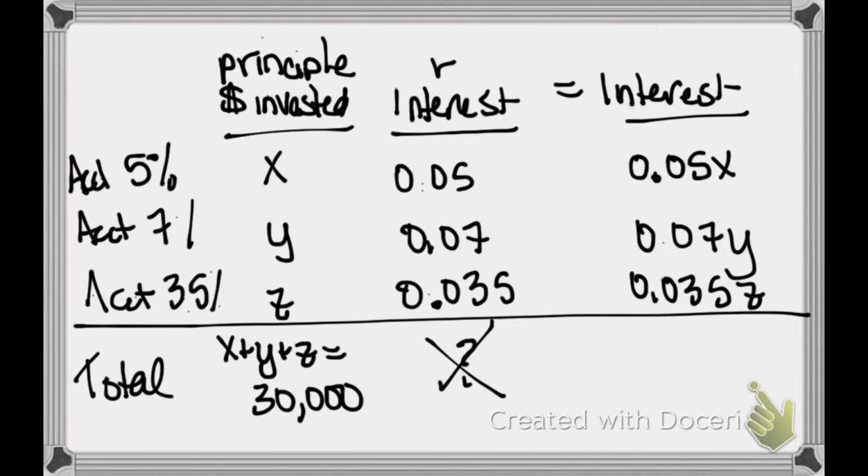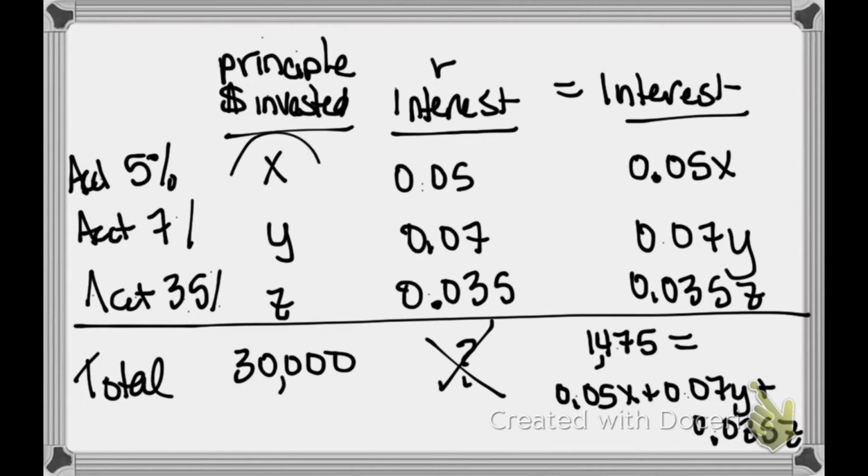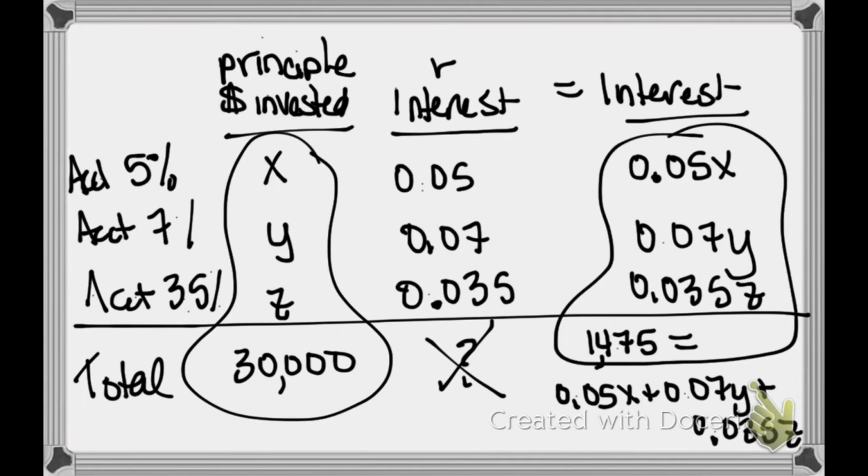What we do know is our total interest. Our total interest was $1,475, and that's equal to 0.05 times x plus 0.07 times y plus 0.035z. And x plus y plus z is 30,000, and I have 0.05x plus 0.07y plus 0.035z equals 1,475. So let me write those two equations down.